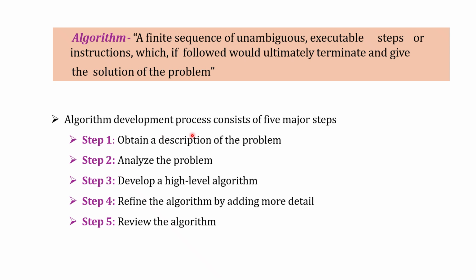So the algorithm development process consists of 5 major steps. The first one is obtain a description of the problem, analyze the problem, develop a high level algorithm, refine the algorithm by adding more details, and review the algorithm. So these are the steps in developing the algorithm.